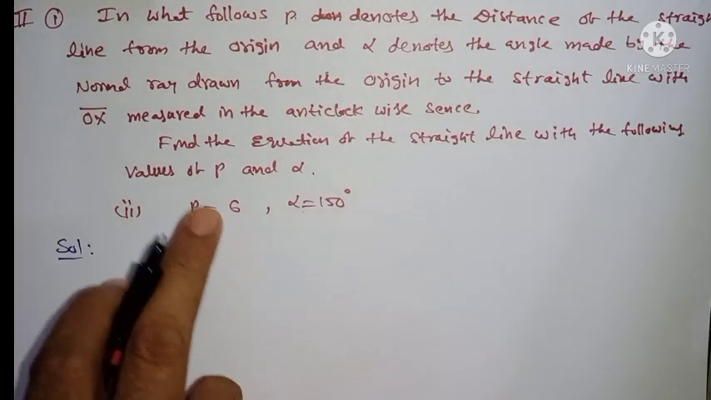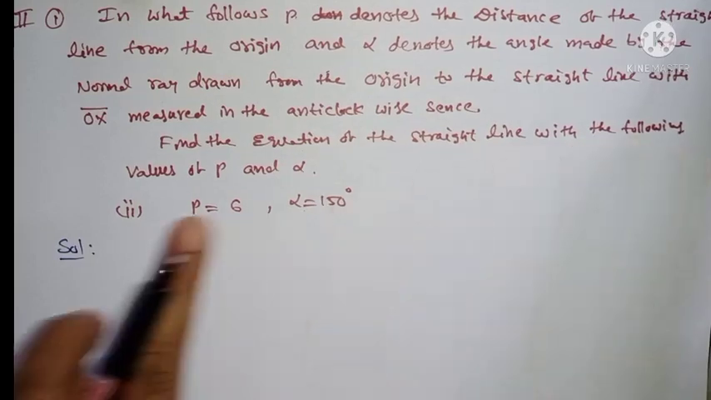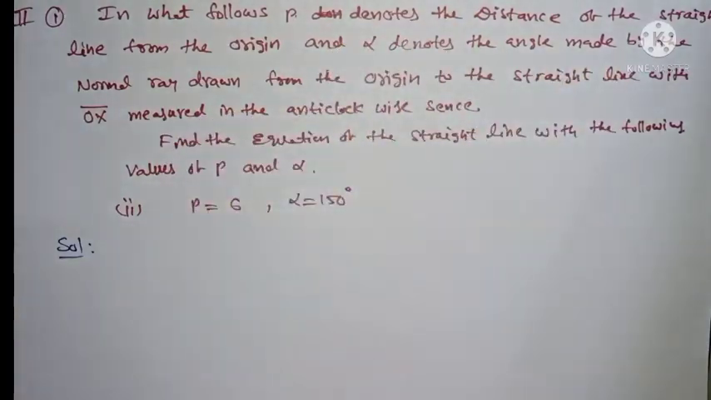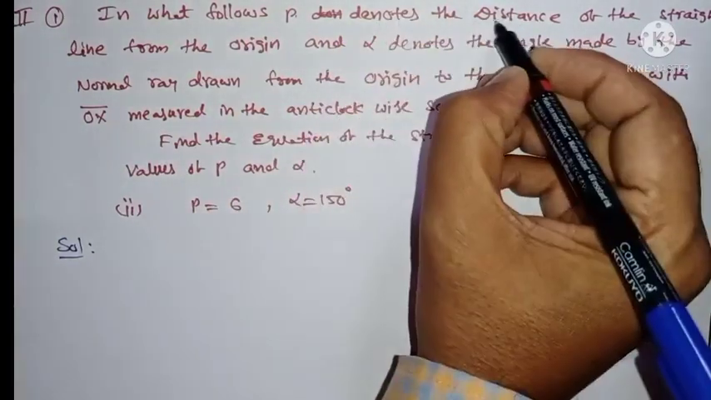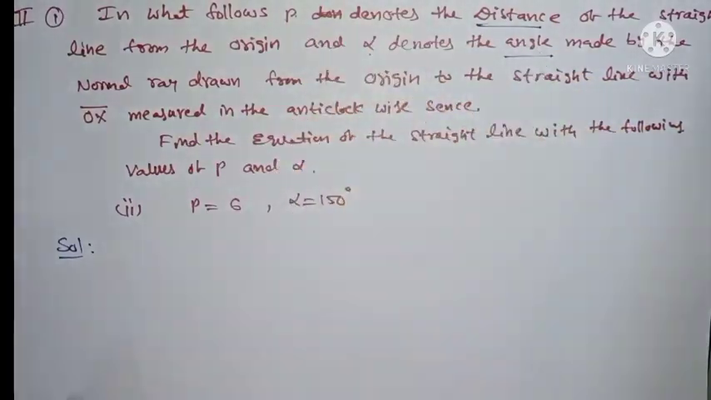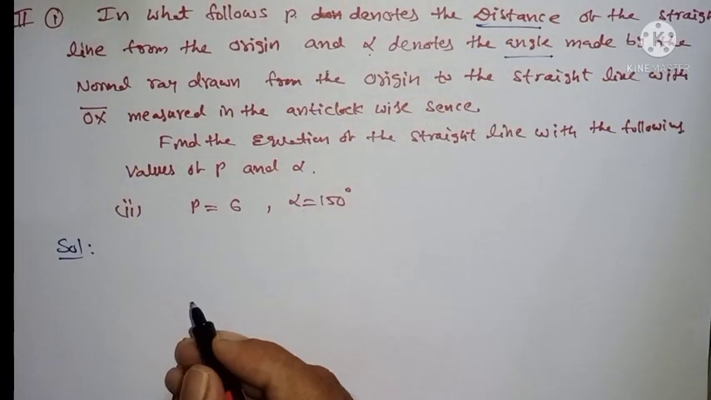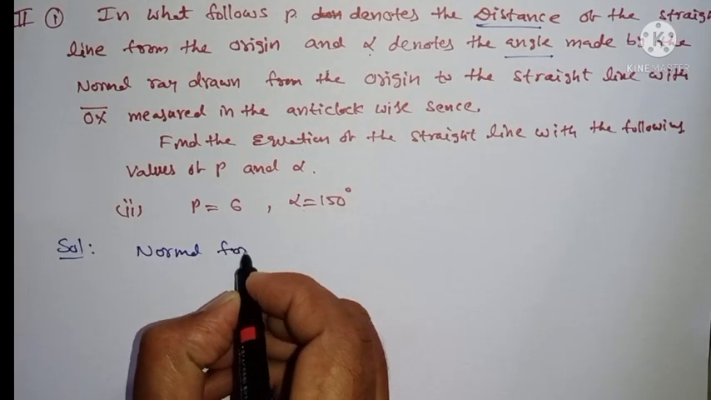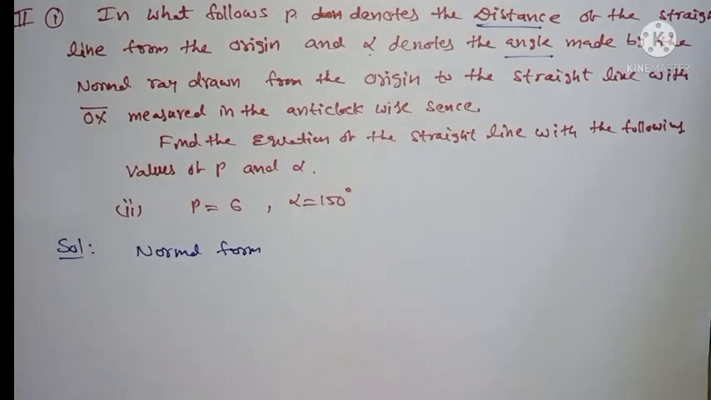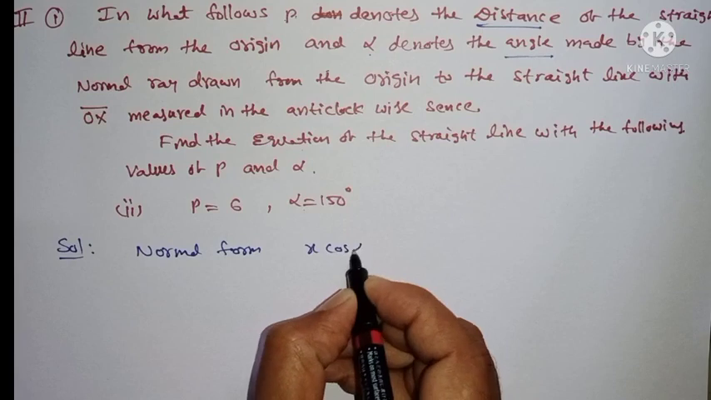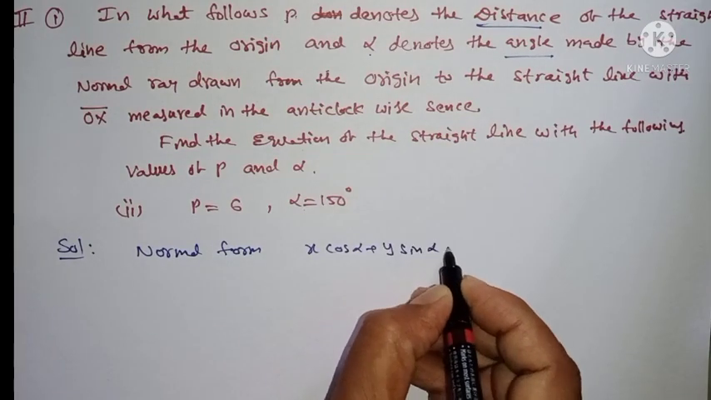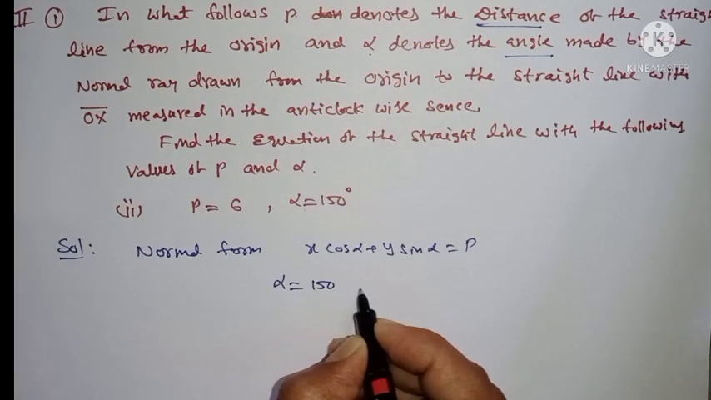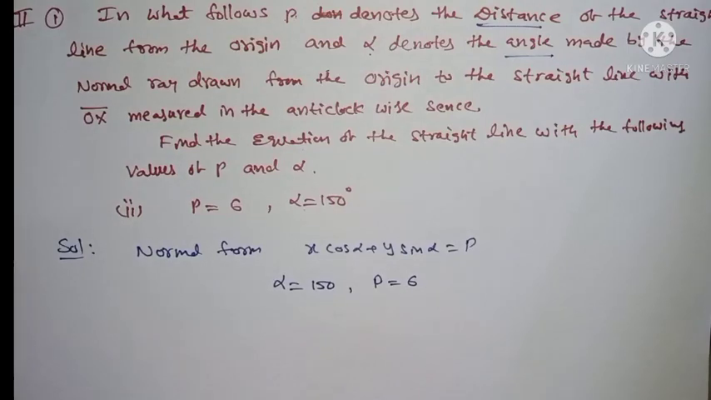Our question is to find the equation of the straight line with the following values of P and alpha, where P is a distance and alpha is an angle only. Therefore, you can observe the normal form equation here. What is the normal form? x cos alpha plus y sin alpha is equal to P. Alpha is given here as 150 degrees and P is equal to 6.